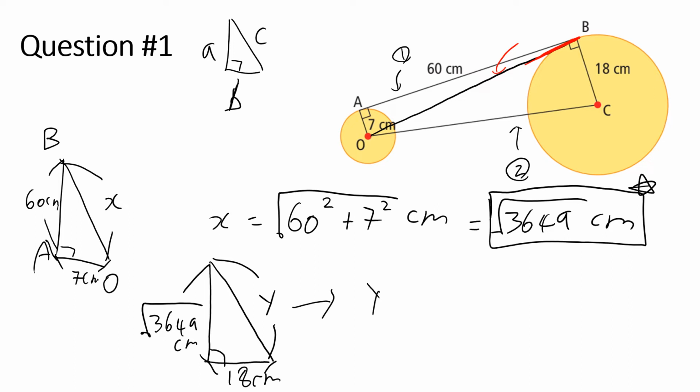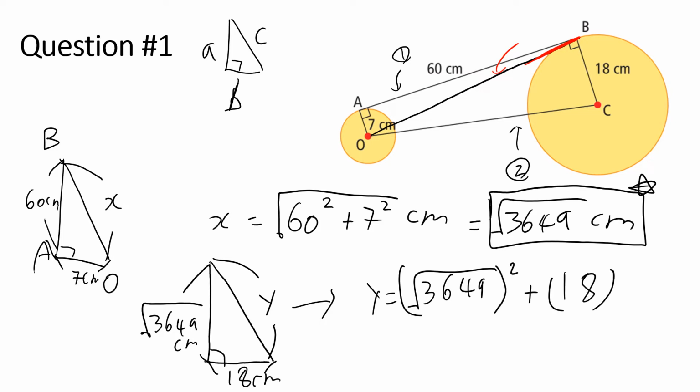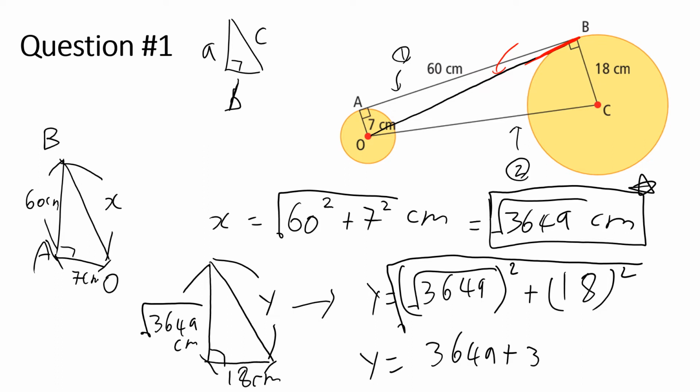Having that in your mind, I'm going to do the same thing. a squared plus b squared is equal to c squared. 18 times 18, 324.